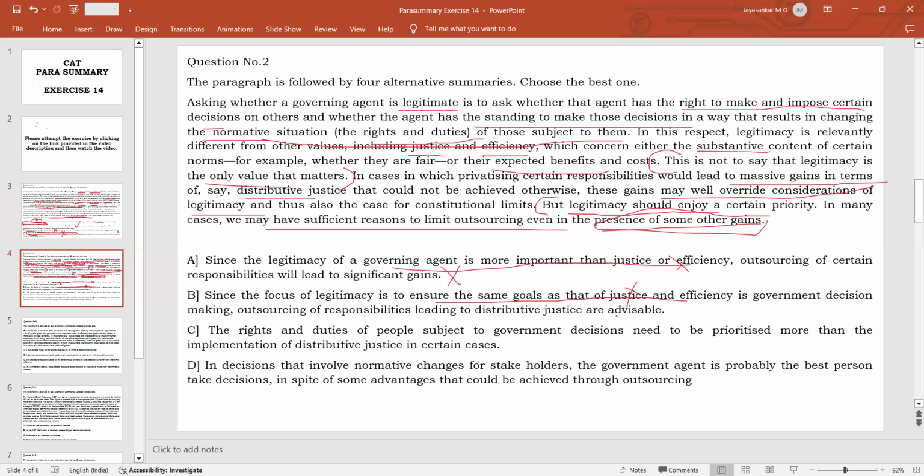Outsourcing of responsibilities that lead to distributive justice are advisable. So this is again wrong. Outsourcing of responsibilities leading to distributive justice advisable, correct. But the first part is wrong. So that is why this option is a wrong option.